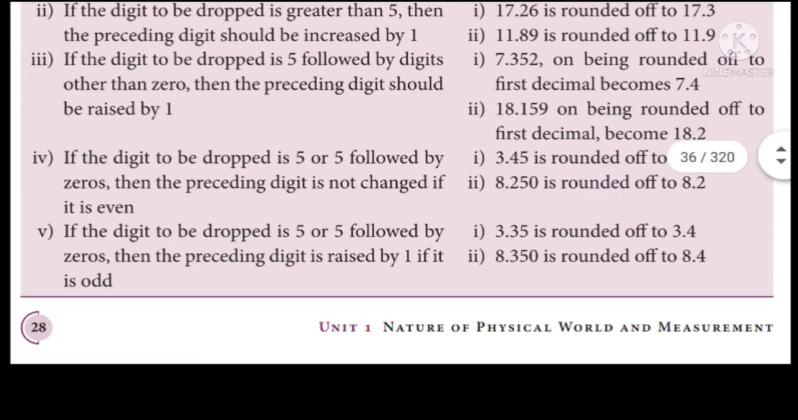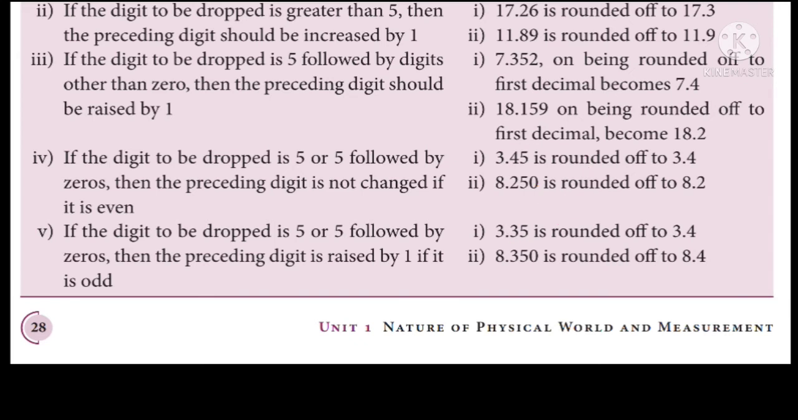See the next rule. If the digit to be dropped is 5 or 5 followed by zeros, then the preceding digit is raised by 1 if it is odd. Look at the example 3.35. In this number, the least significant digit is 5. This 5 is equal to 5, and then we have to check the previous number whether it is odd or even. If it is even, we can write the number as it is. If it is odd, what do we have to do? That odd number should be raised by 1. So the result will become 3.4.